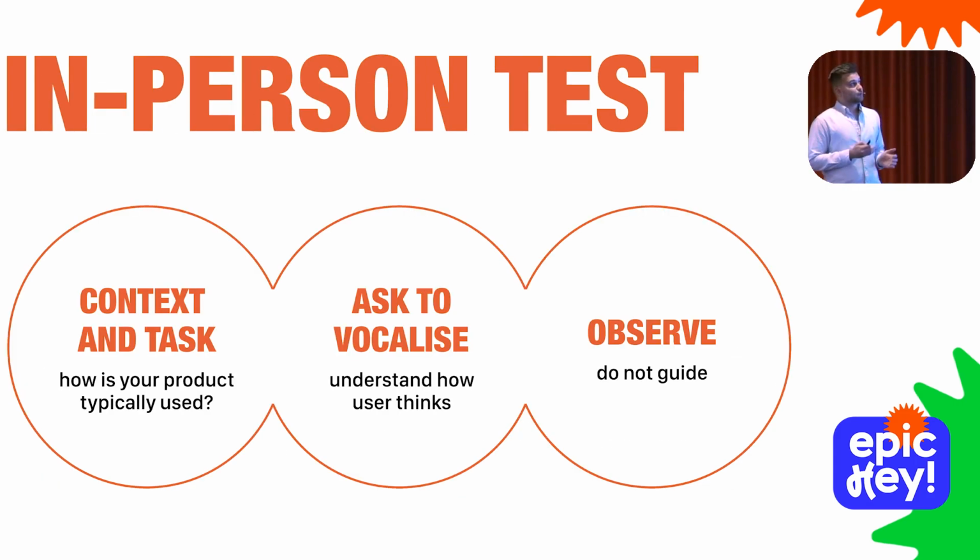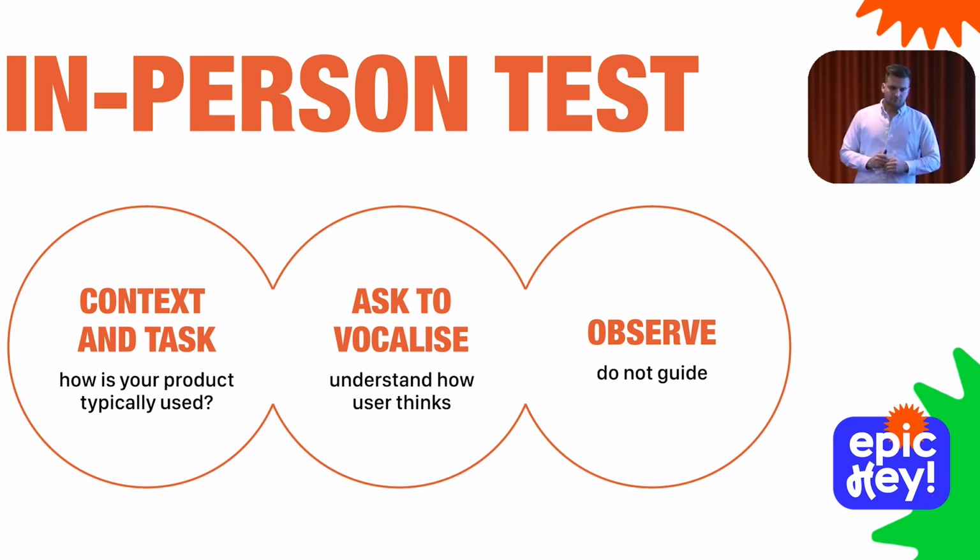So let's say you're running an in-person test. What are you actually going to do? Let's say you have the phone, you have the prototype on it, and you find a person that is willing to walk you through it. First of all, I would recommend setting up the context and the task. So basically, consider how your product is typically used. For example, if you're working on an online store, you want to tell the user, okay, you're looking for sneakers on sale, and your task is to purchase this particular product.